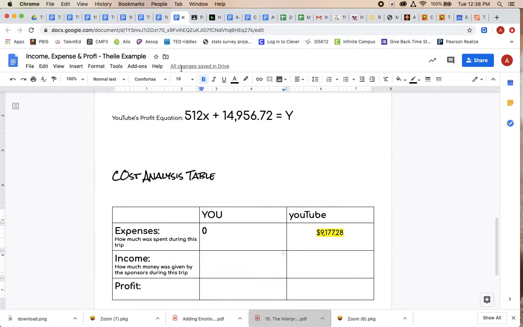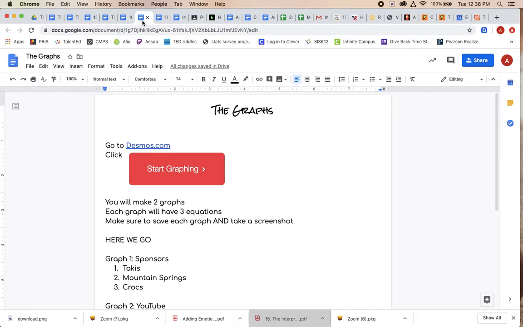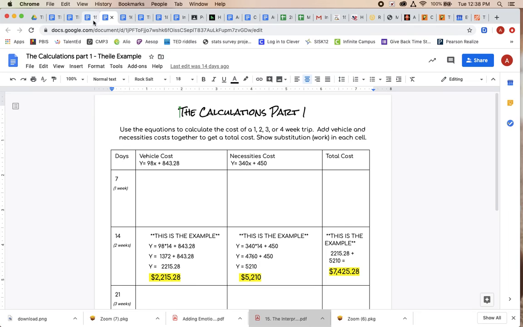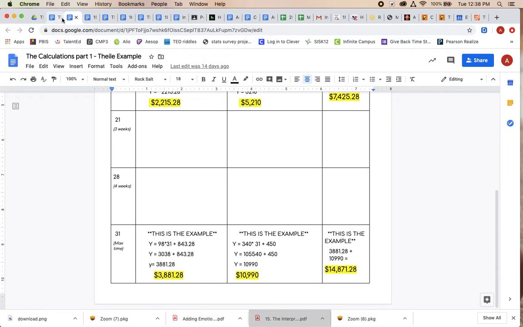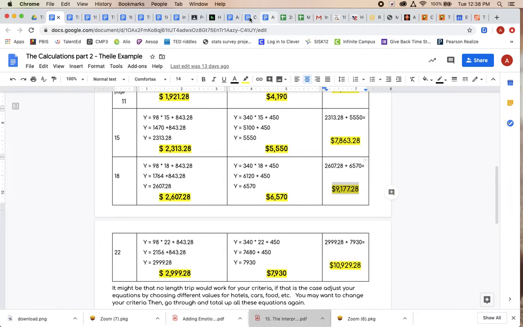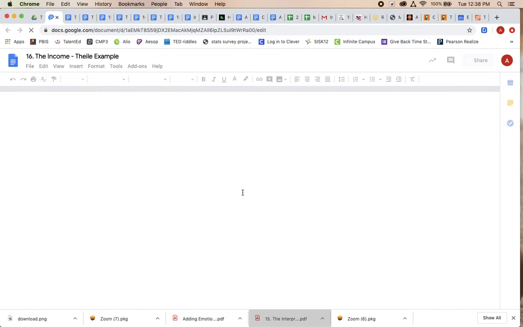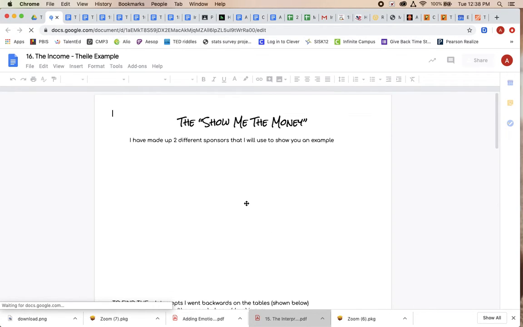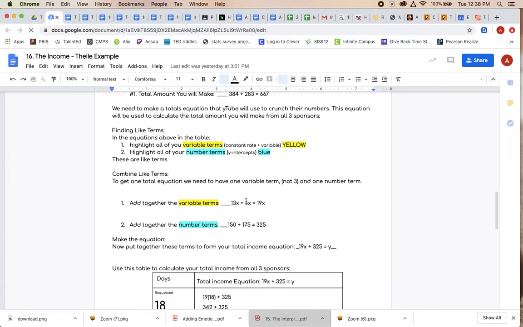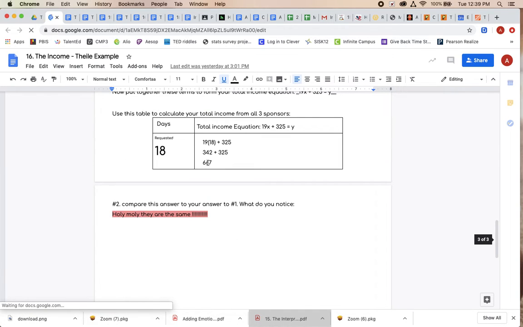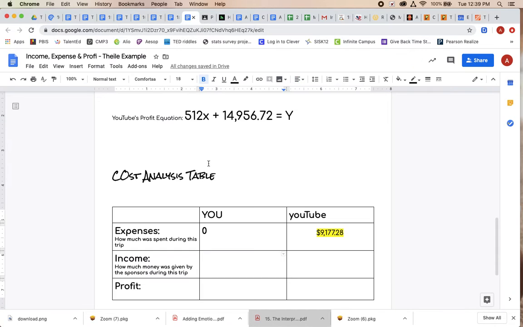Well, what's your income? Well, you did that on your sponsor selection page, right? Where you did your sponsors. Okay, so you're just going to find all of these things from places you've already done, right? So you might be clicking around like what I'm doing. But for 18 days, I made $667. Okay, not too shabby.